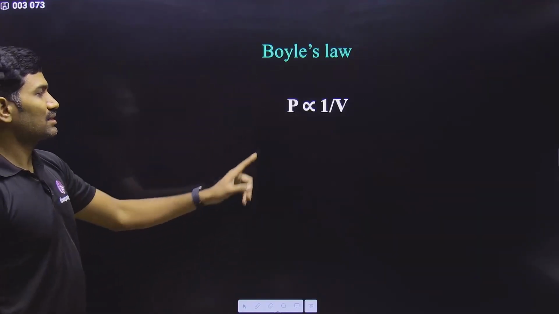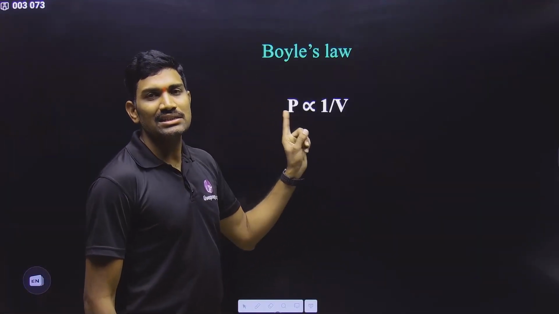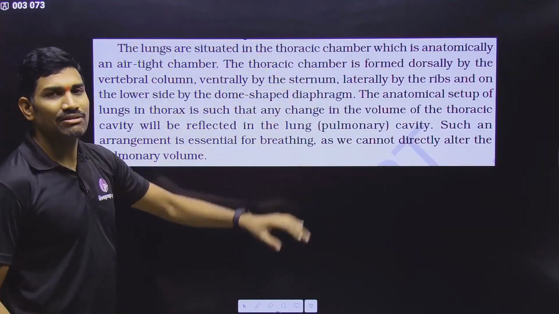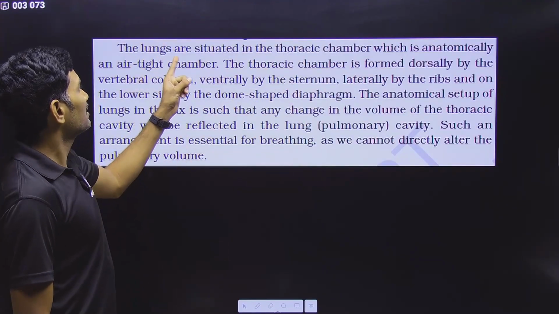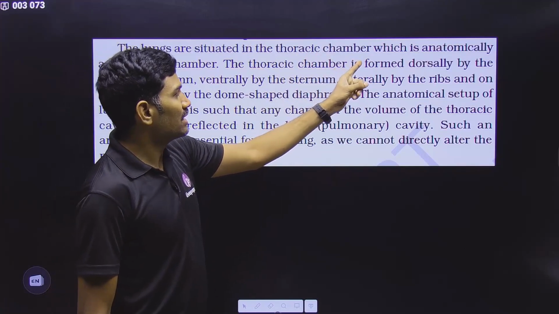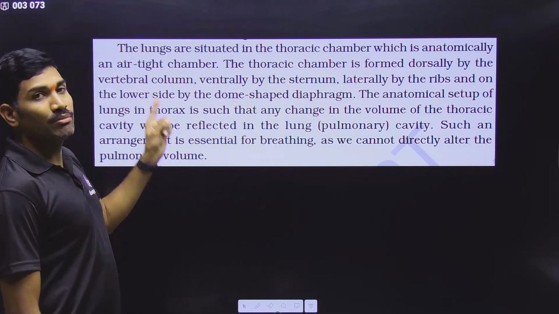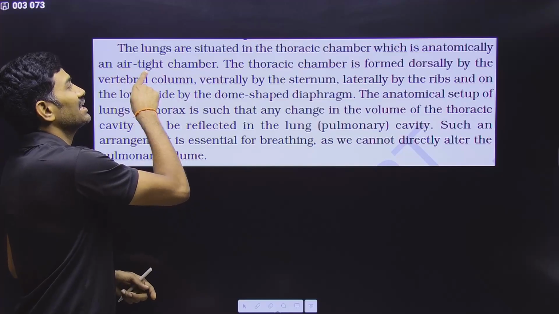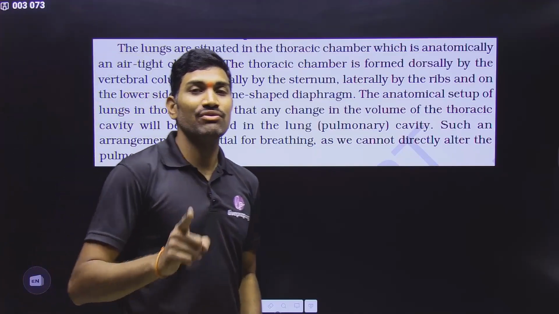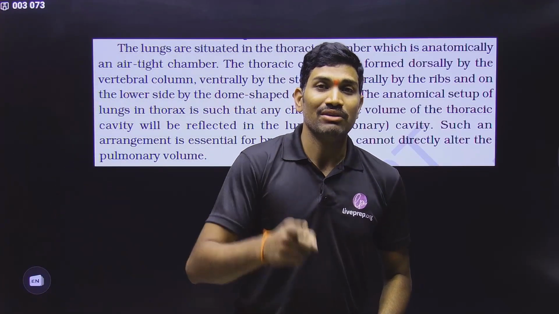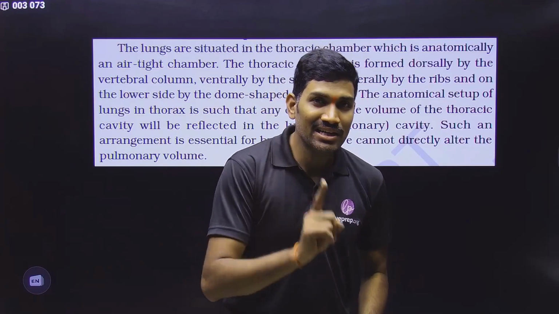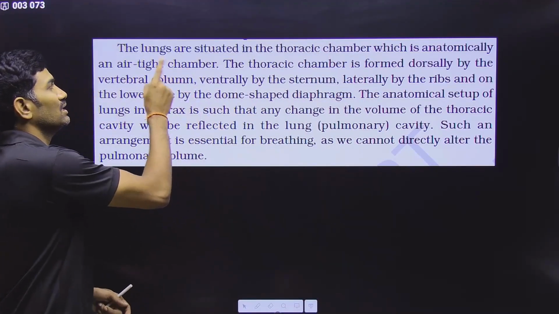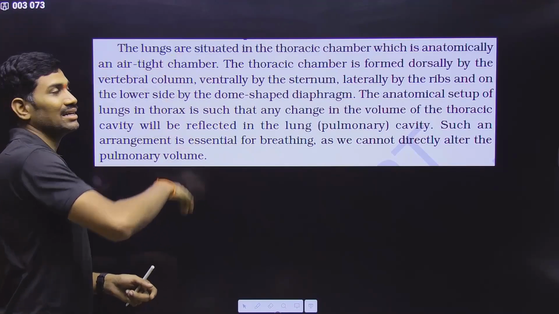Clear? Boyle's law. What is Boyle's law here? Pressure is inversely related to volume. Please remember this particular one. And here they gave some basic points. We will read this. The lungs are situated in the thoracic chamber, which, based on the anatomy, is an airtight chamber. You need to know the significance of the airtight chamber. We need an airtight chamber because in an airtight chamber, if volume is changed, pressure will be changed. That is the reason. So that's why this thoracic cavity is an airtight chamber.